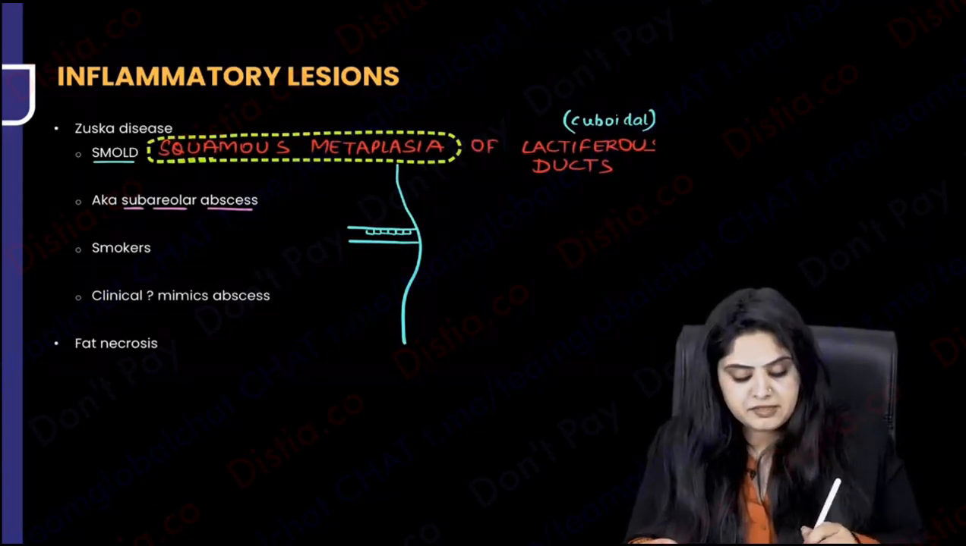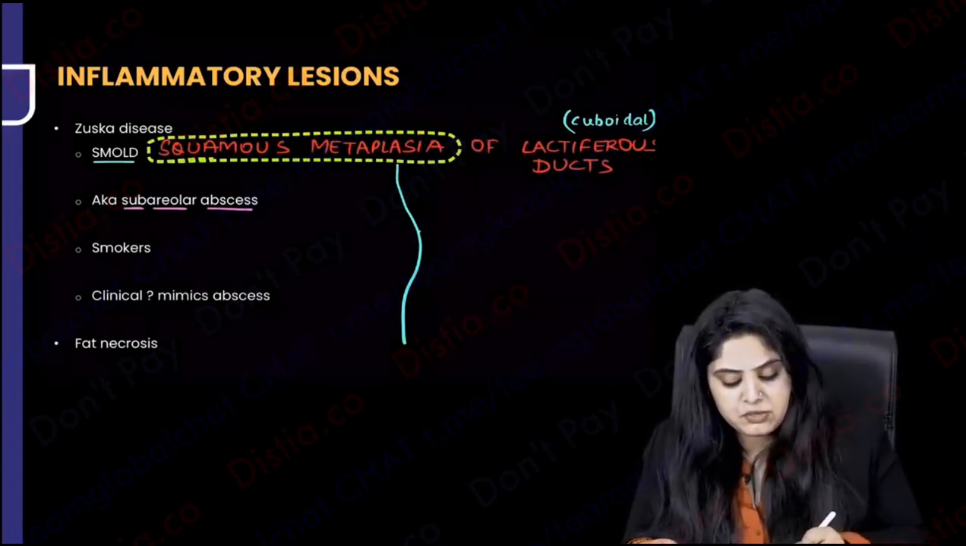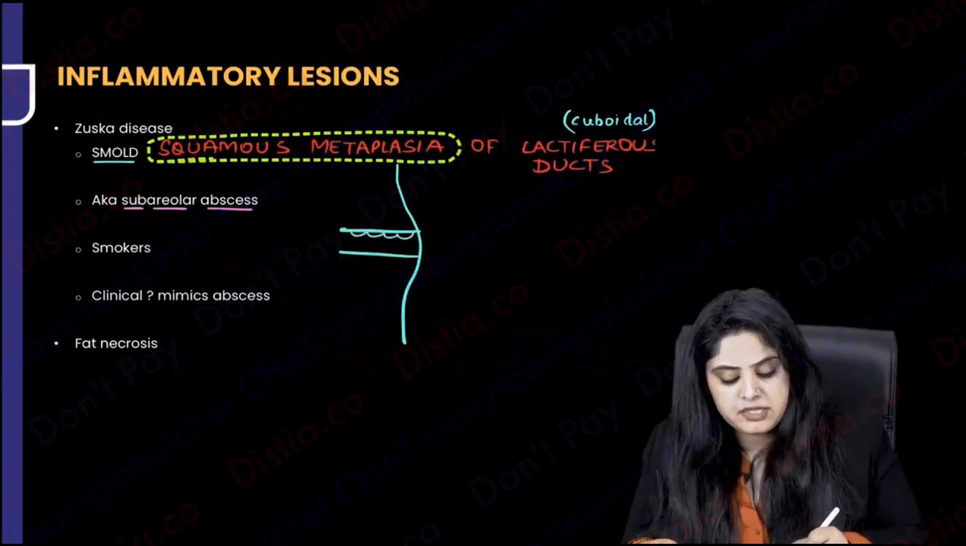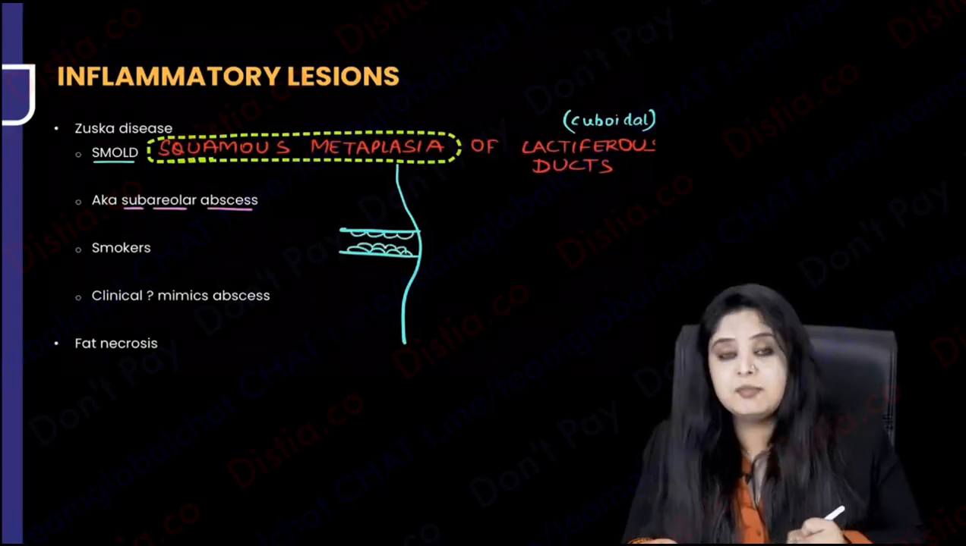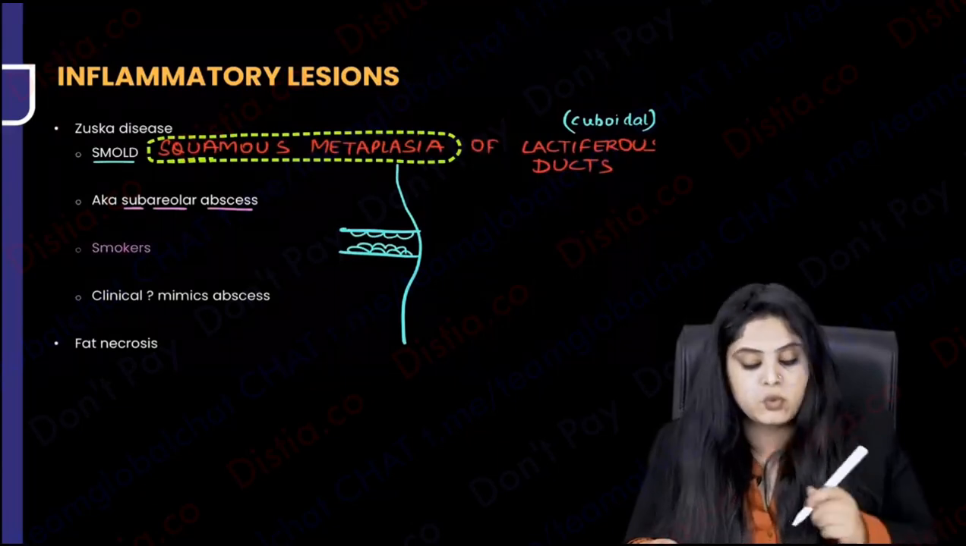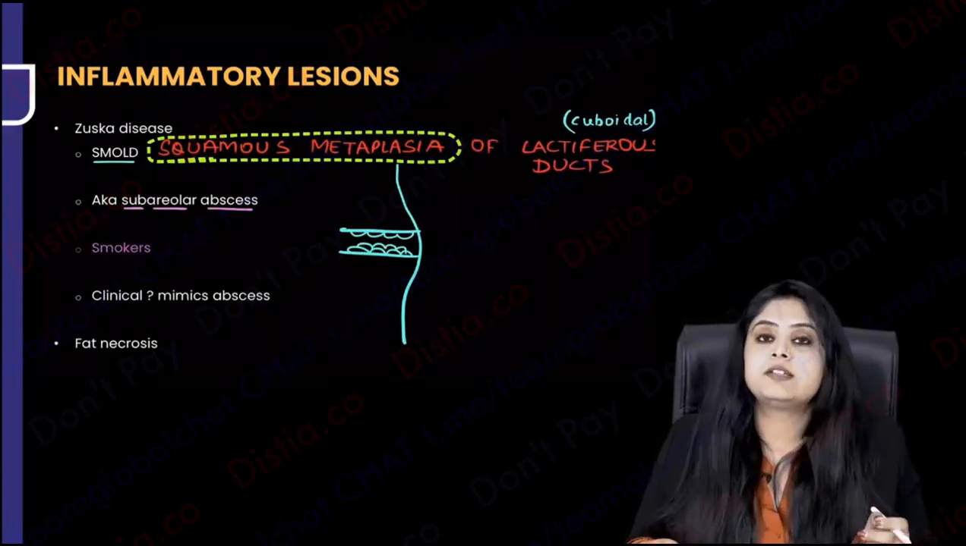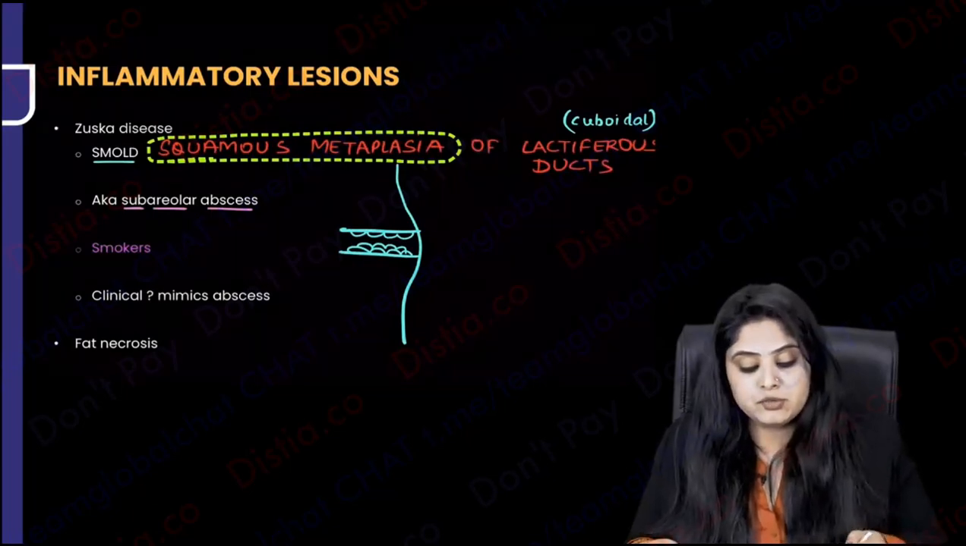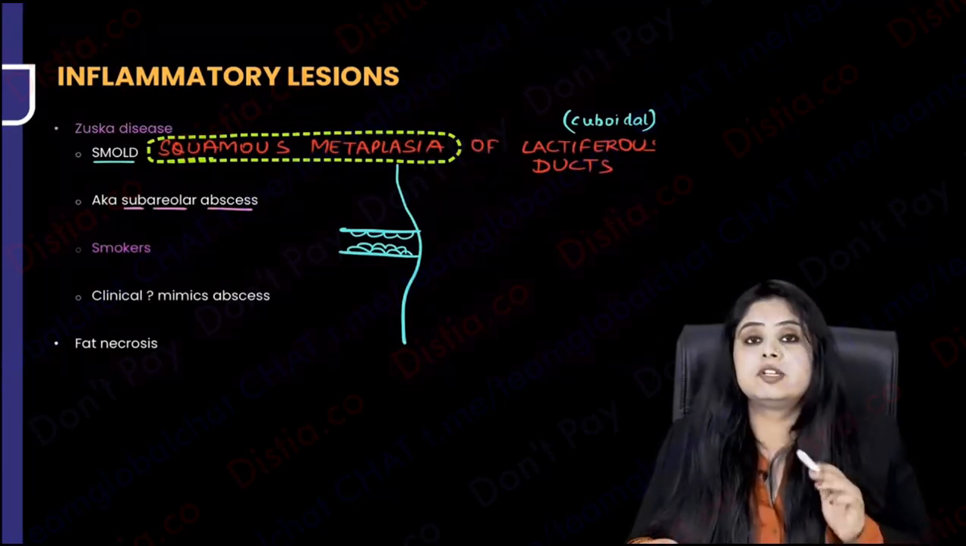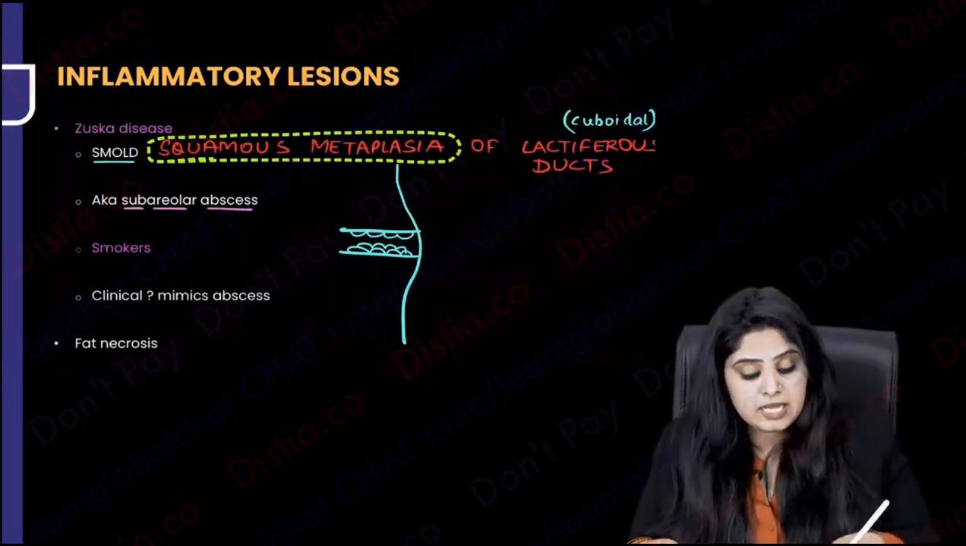So why does a change happen? Now what am I seeing over here? Now there's squamous epithelium present. Why is there squamous epithelium present? Because that has been the result of smoking. You will always get a history of a chronic female smoker. Zuska disease will always be associated with smoking. So remember, smoking and SMOLD.